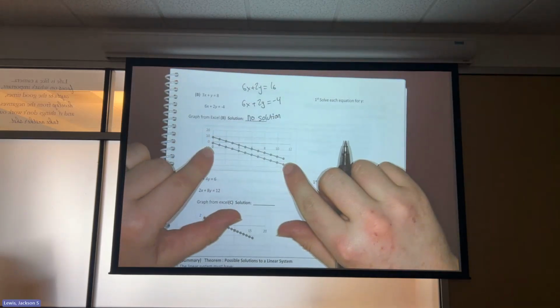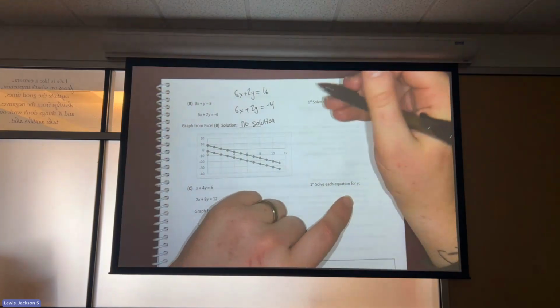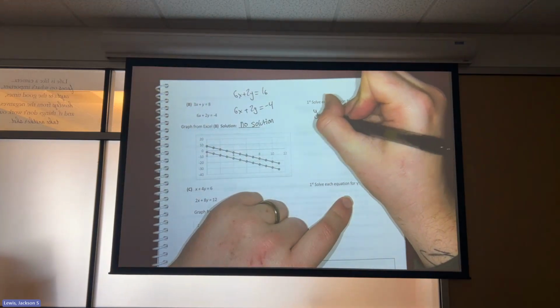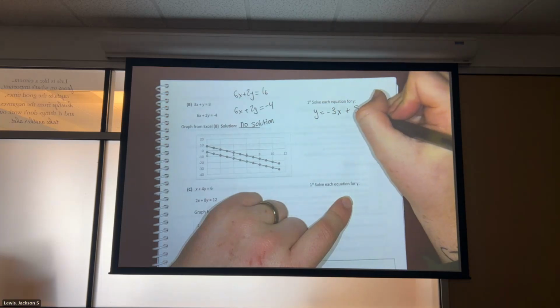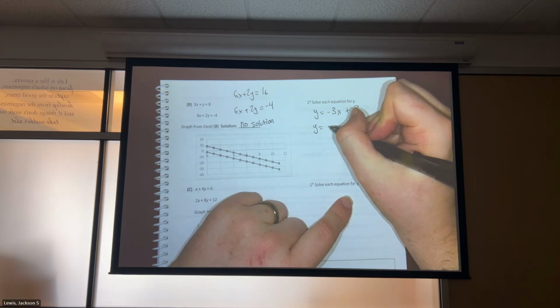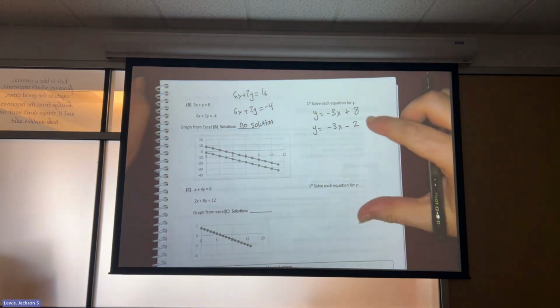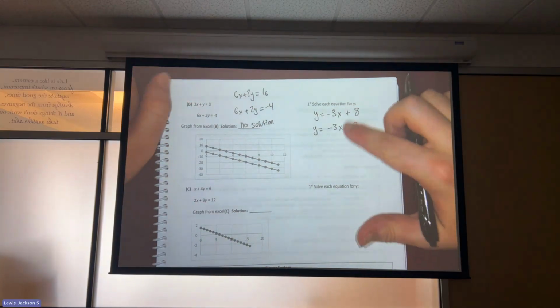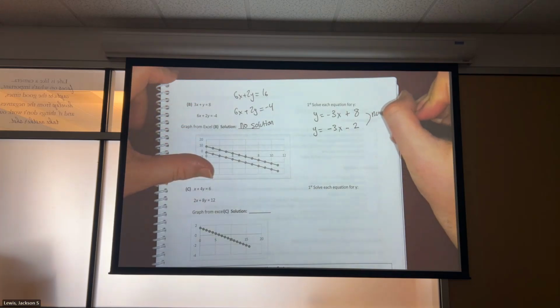We could also graph these if we wanted to. We could solve each equation for y as well. I get y equals negative 3x plus 8, or y equals negative 3x minus 2. So these are two different equations. They have the same slope, but a different intercept. That means there's no solution.